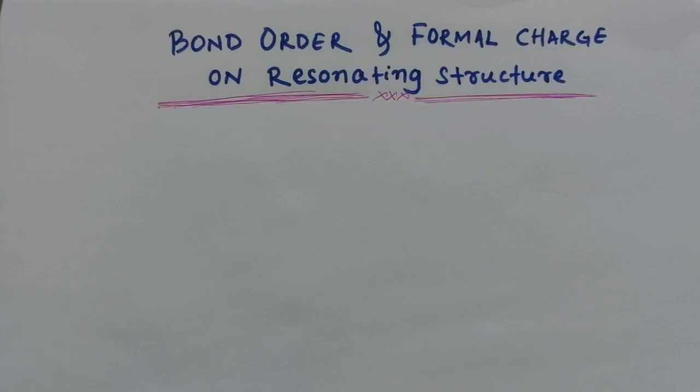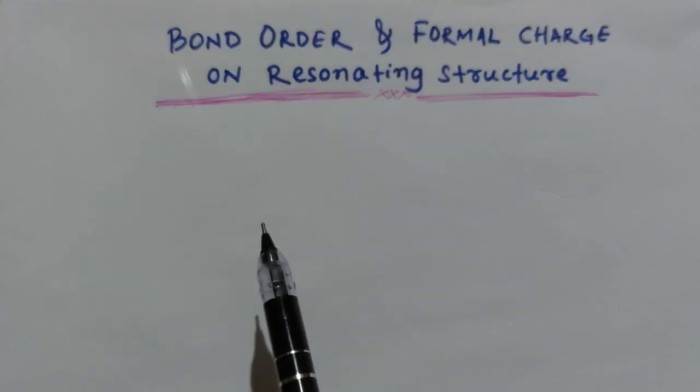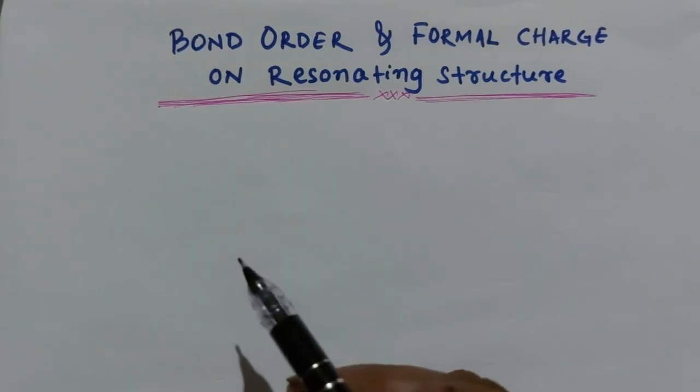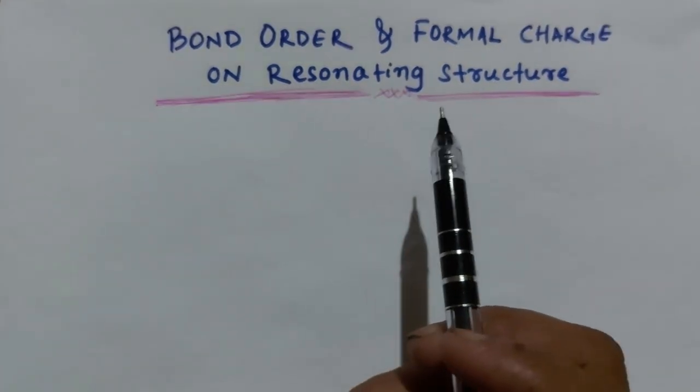Hi everyone, today I am here with a new topic, that is bond order and formal charge on resonating structure. I had already discussed resonance and resonance energy, also the substituent effects on the resonance. Also I had discussed bond order and formal charge.